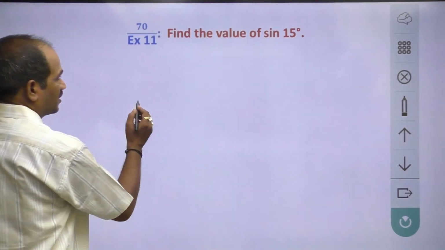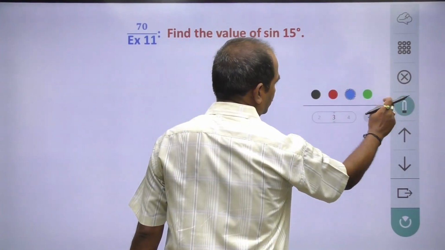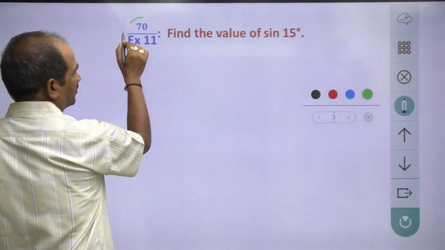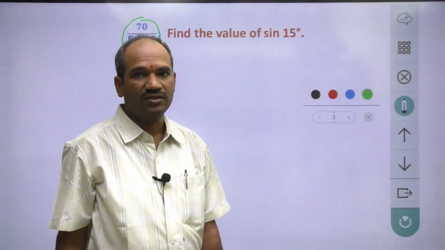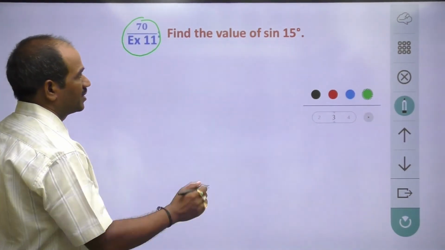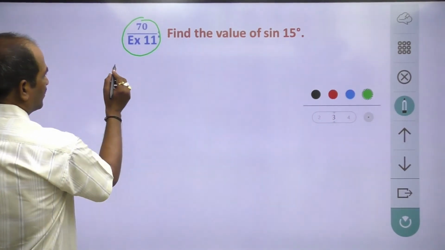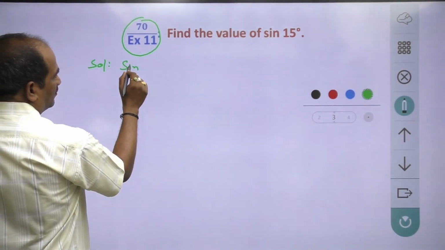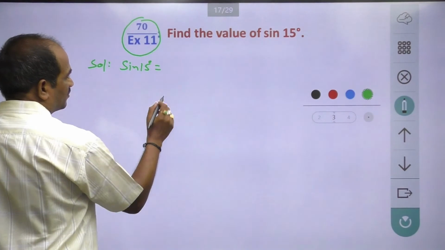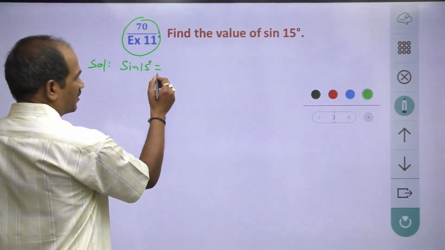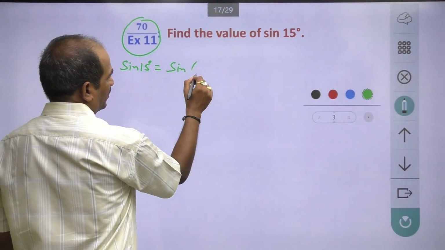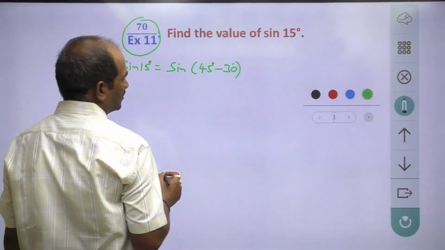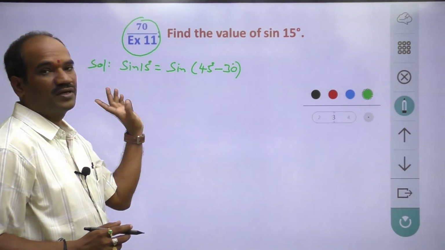First, in this solution, page number 70, example 11. This is a repeated question, a 2 marks question. Sine of 15 degrees is equal to sine of 45 minus 30.